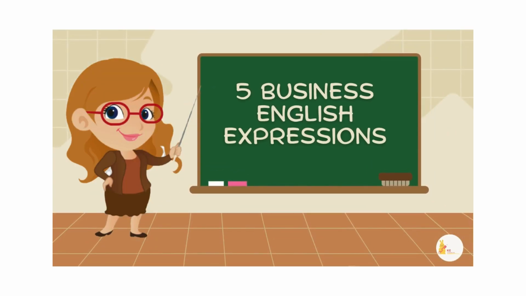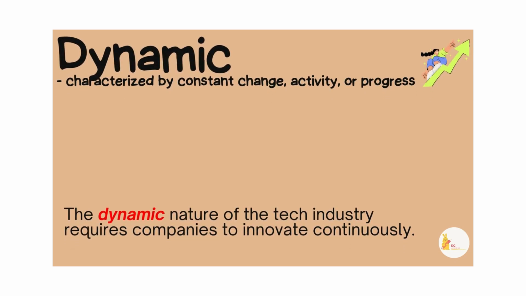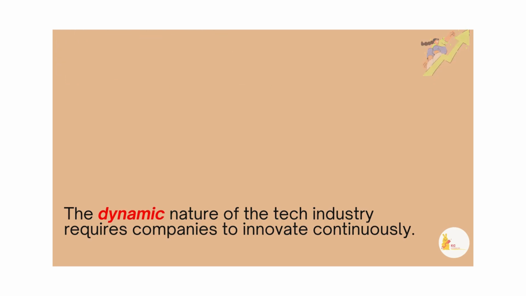Welcome to day 83. Number 1. Dynamic. Please repeat. Dynamic means characterized by constant change, activity, or progress. Example: the dynamic nature of the tech industry requires companies to innovate continuously.